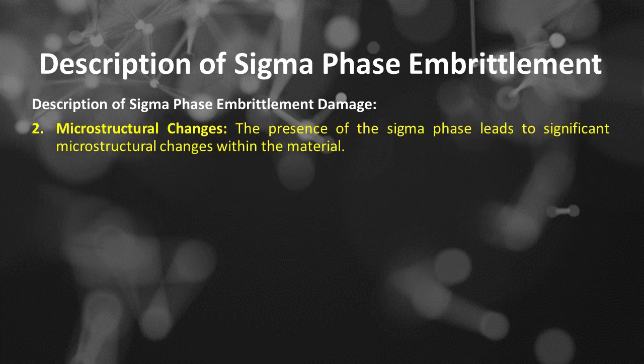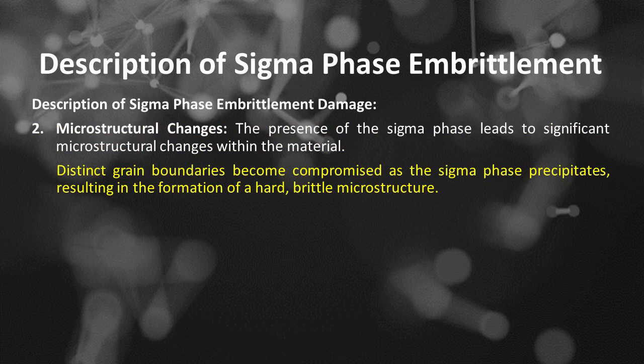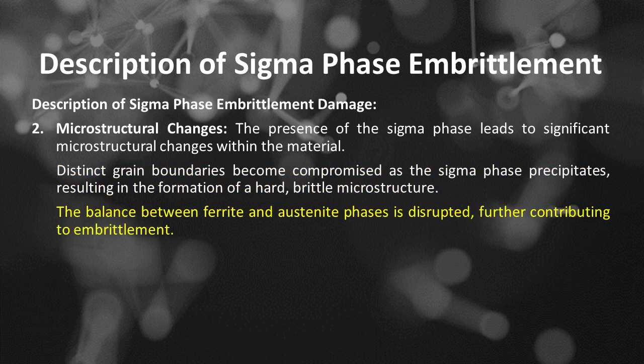Number 2 is microstructural changes. The presence of the sigma phase leads to significant microstructural changes within the material. Distinct grain boundaries become compromised as the sigma phase precipitates, resulting in the formation of a hard, brittle microstructure. The balance between ferrite and austenite phases is disrupted, further contributing to embrittlement.